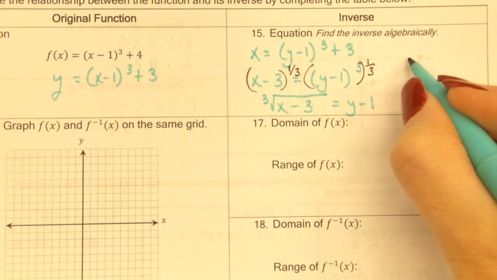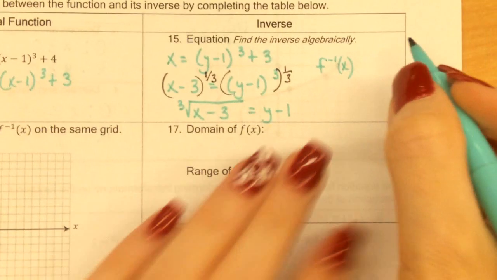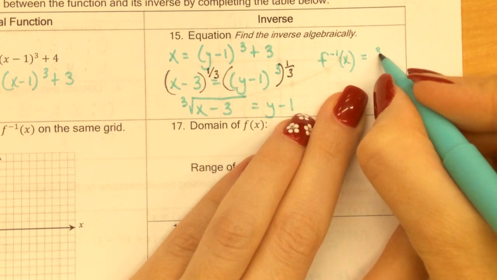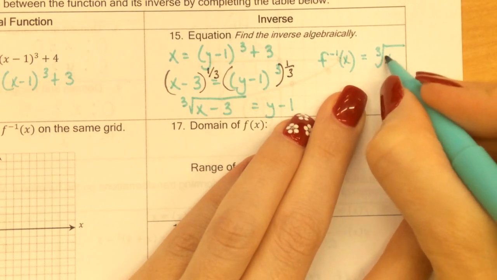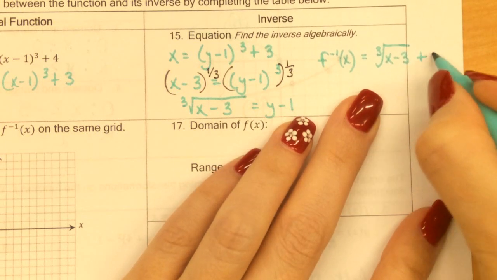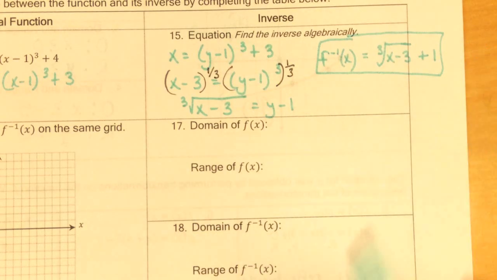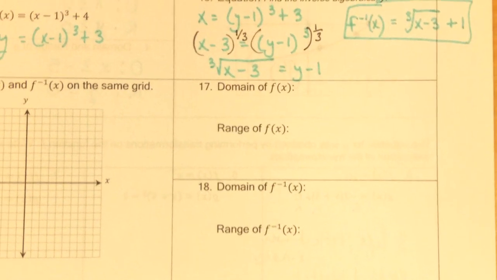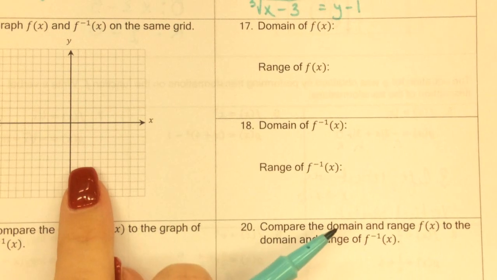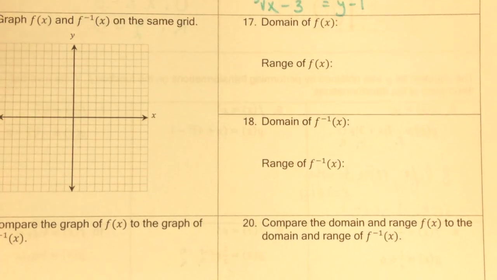So our inverse would be the cube root of x minus 3, and then you have to plus the 1 to the other side. So that would be the inverse. Okay, it does want you to graph them both on the same graph, and I'll let you guys do that. You could use your calculator for that, and then also you can look at the graph, get your domain and range.